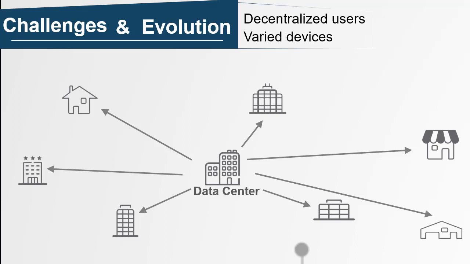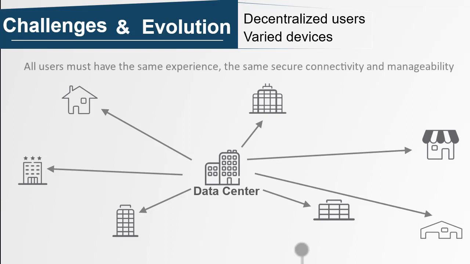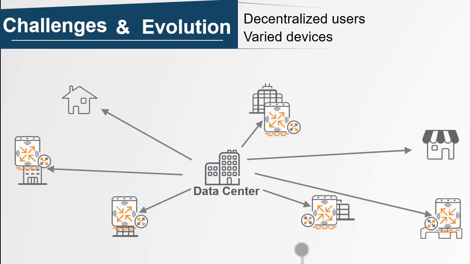How do you extend the campus experience out to these disparate users at home or even in their local cafe? These users must have the same experience, the same security, connectivity and manageability. Some remote offices might have a gateway with firewall and virtual private network or VPN capabilities. Home offices may have one or more access points or APs with a wireless LAN or WLAN for home use connected directly to the internet via a firewall, and separate WLANs for business use, all securely tunneled back to the campus.